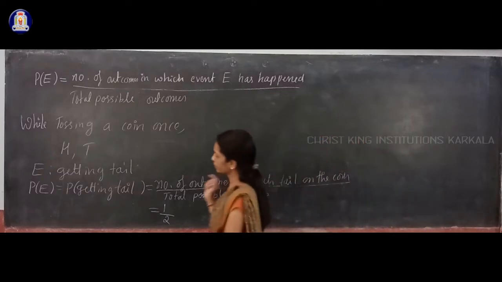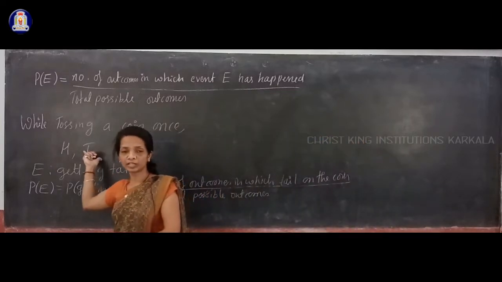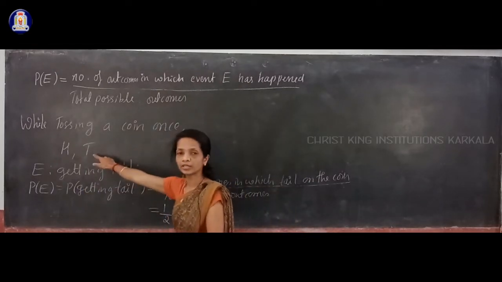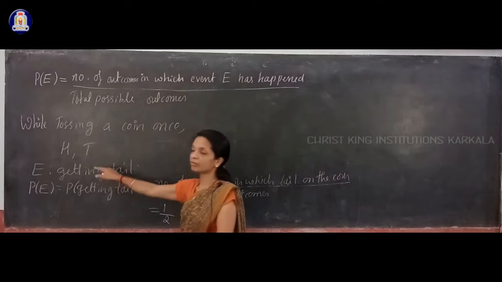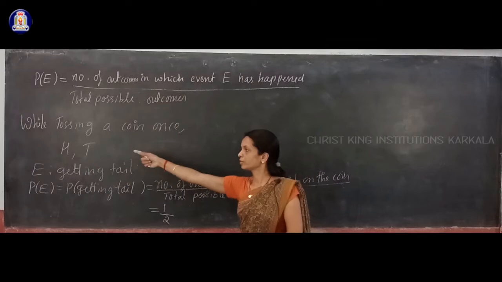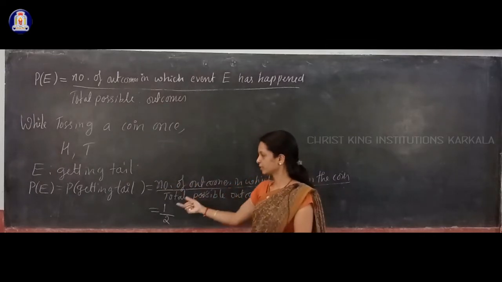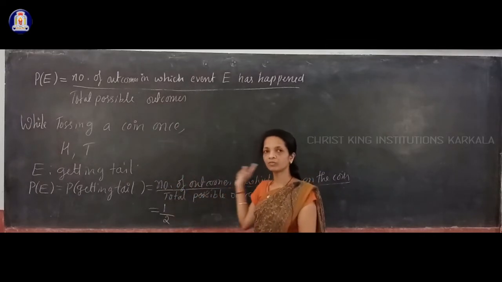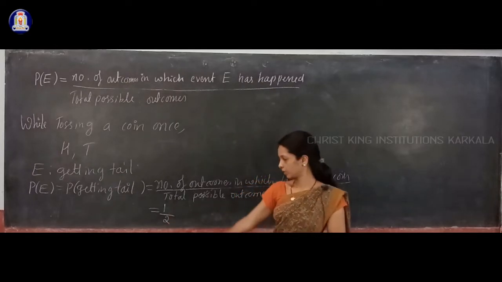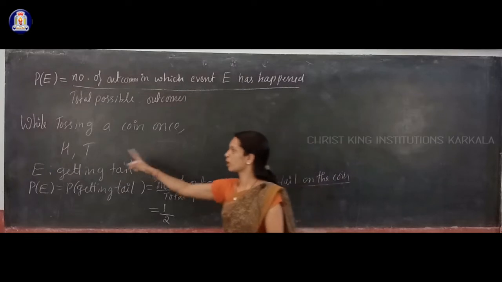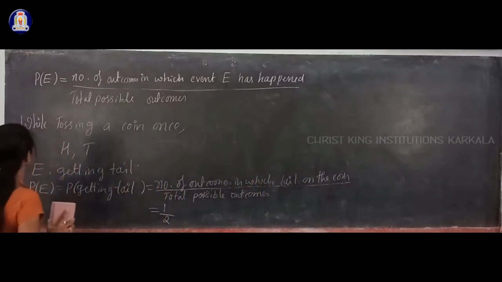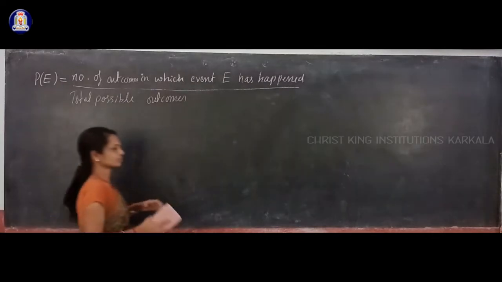Now also you have only one outcome in which event E has happened, that is a tail. Okay, if you get this outcome, then we say that this event E has happened. So there is only one outcome where that event has happened, that is a tail. So number of outcomes in which tail on the coin is 1 upon 2, that is total possible outcomes. You have only 2 outcomes. Okay, I will take one more example, that is rolling a die.